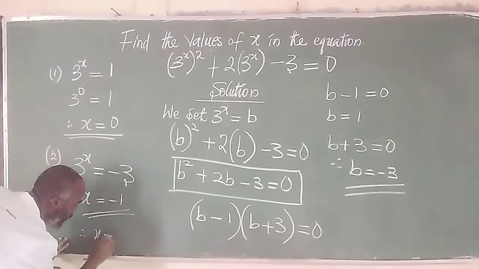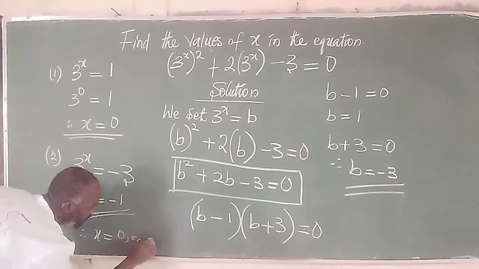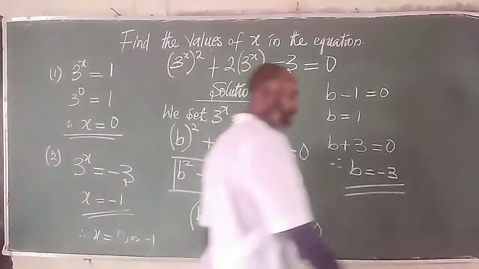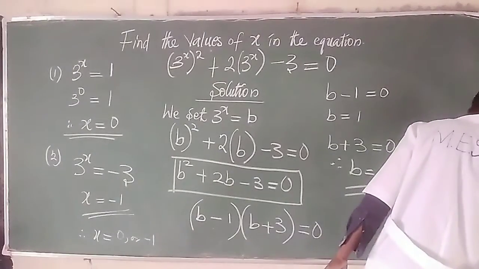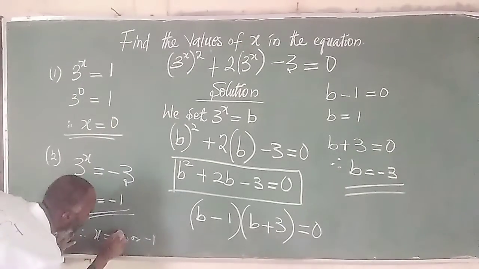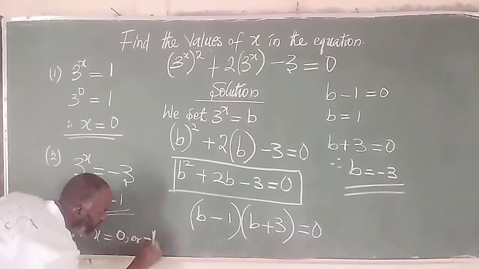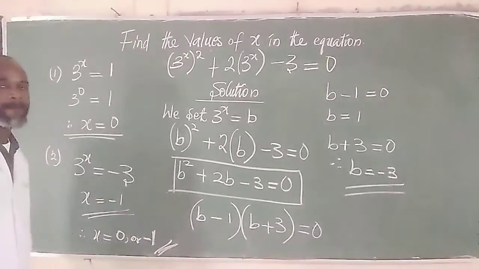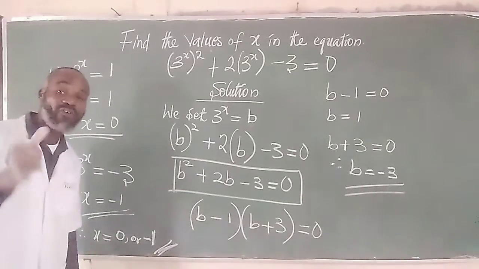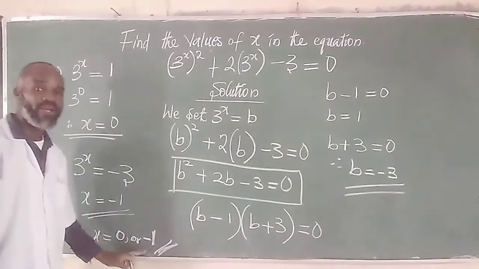Therefore, x is equal to 0 or minus 1. Let me write it. x is equal to 0, that's the first one, or minus 1. This is the final answer. We have found the values of x to be 0 and minus 1.